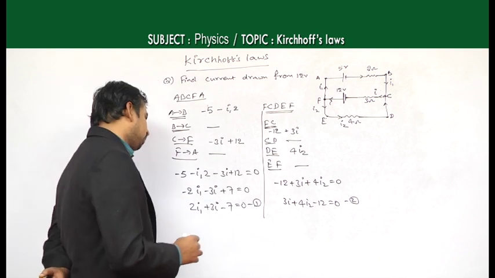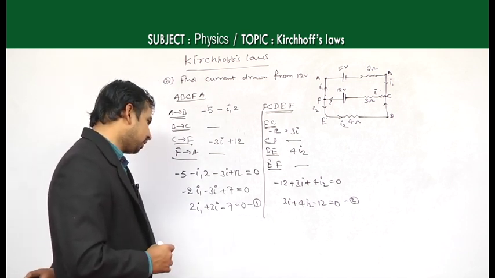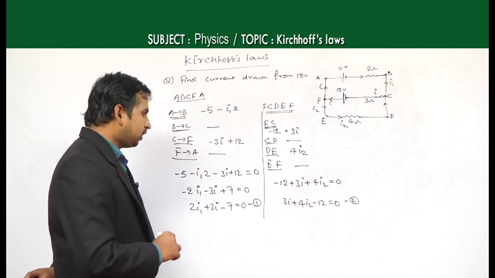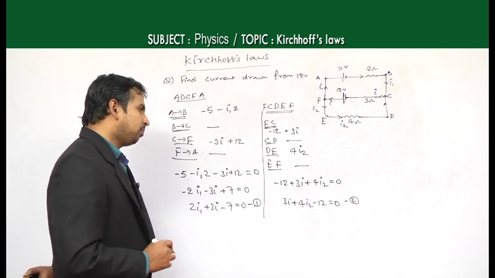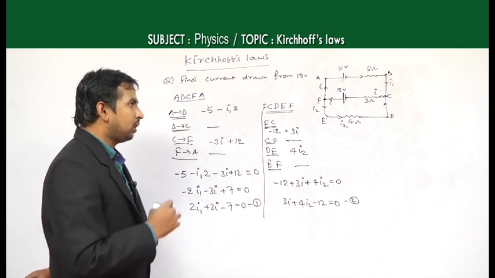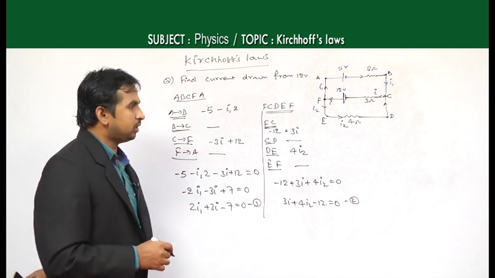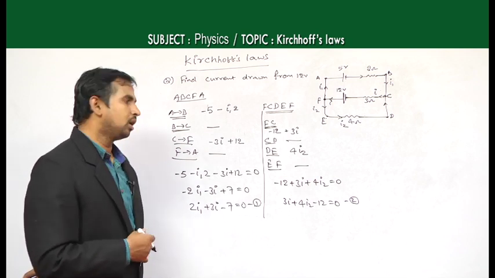Now we have both equations: 2I1 plus 3I minus 7 is equal to 0, and 3I plus 4I2 minus 12 is equal to 0. And not only that, we know that I is nothing but the sum of I1 and I2, which is I is equal to I1 plus I2.